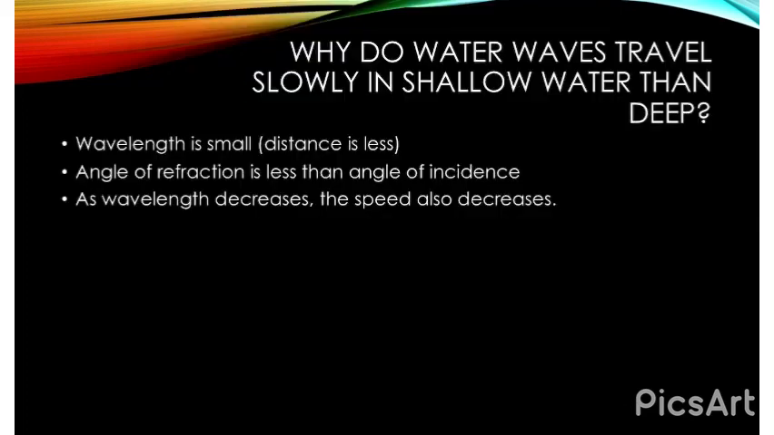Now why do water waves travel slowly in shallow water than deep water? Because the wavelength is small, which means the distance is less. Since the wavelength is small, the speed will also decrease, and the angle of refraction is less than the angle of incidence.